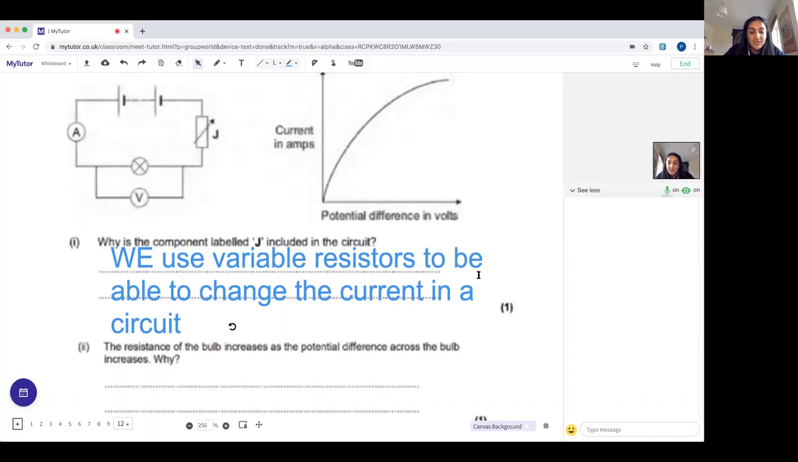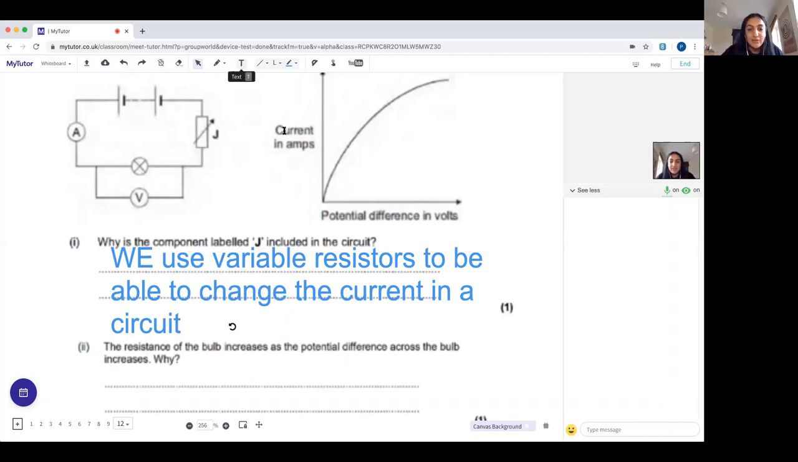And the potential difference comes into it. If potential difference is increased, there's more voltage flowing through the circuit. That means it heats up more, and if it heats up more, then resistance increases. So potential difference causes an increase in temperature, which causes an increase in resistance.